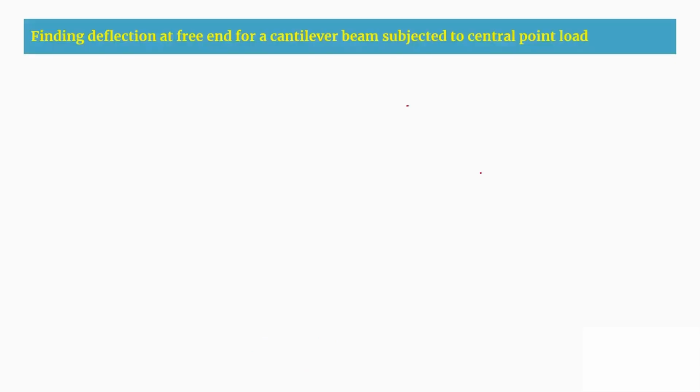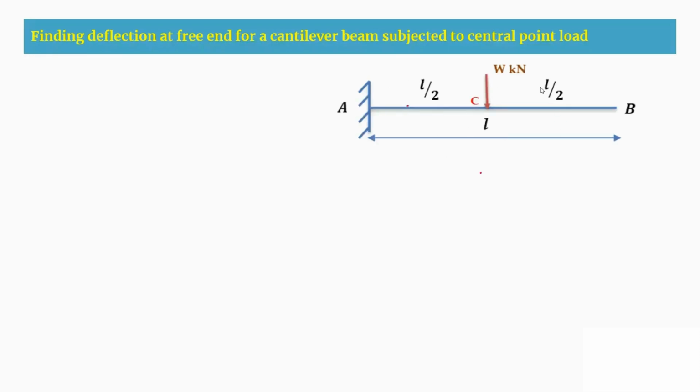Here we are going to find the deflection at the free end for a cantilever beam subjected to a central point load. I am taking a cantilever beam which has a point load at the center, and the deflection curve will be like this. At the fixed support, there is no deflection. At the free end, you have a deflection delta B. This delta B you are going to find out now.